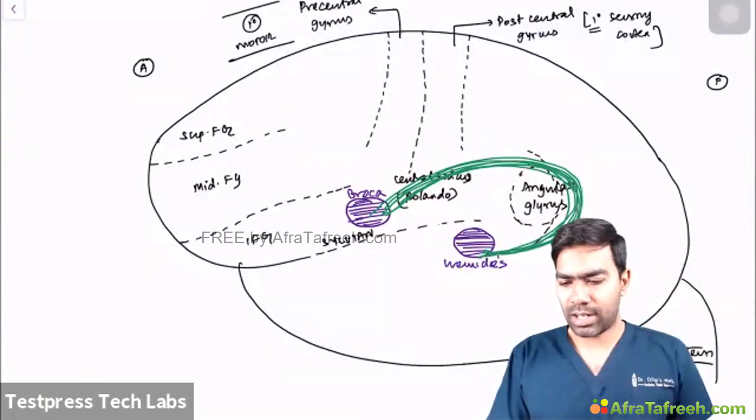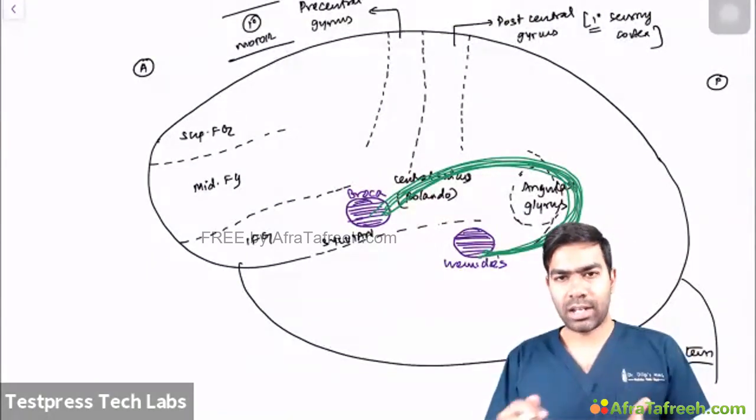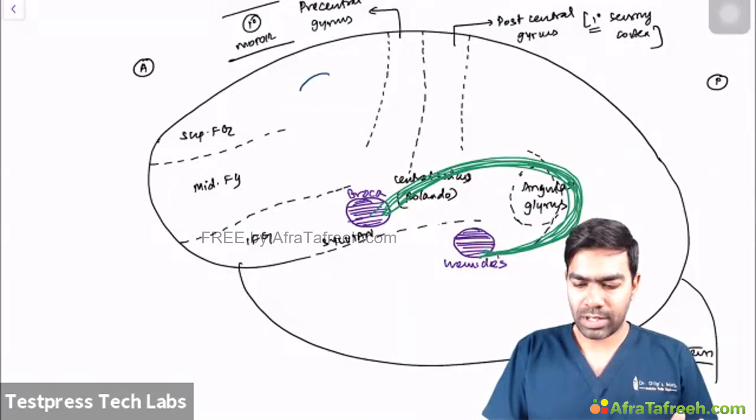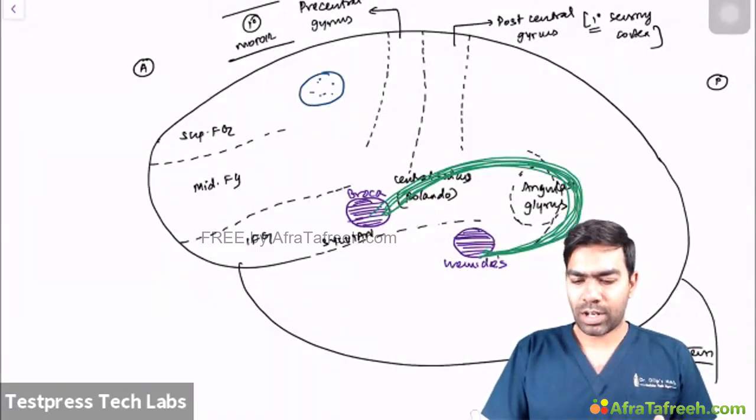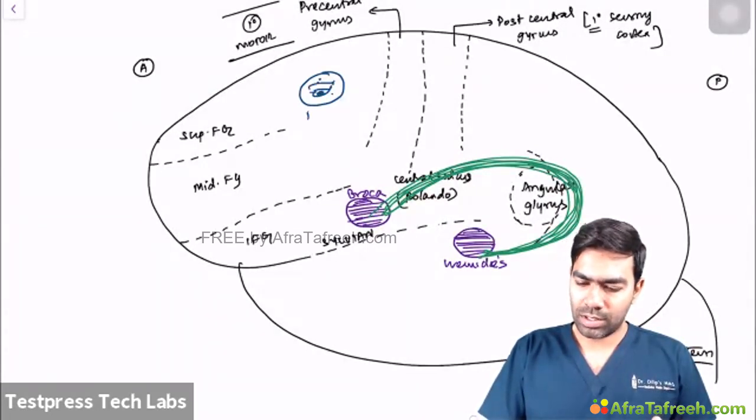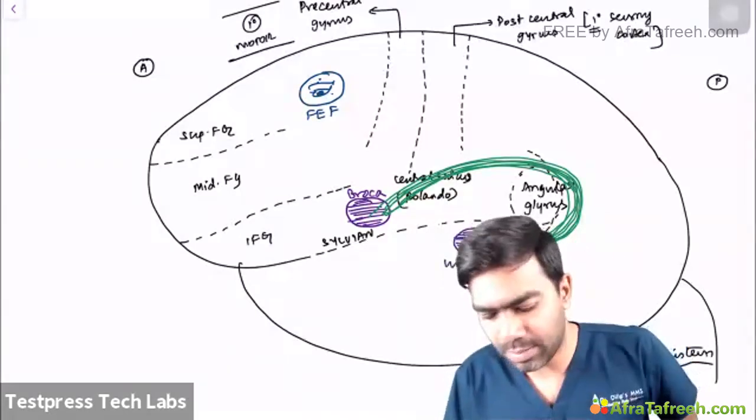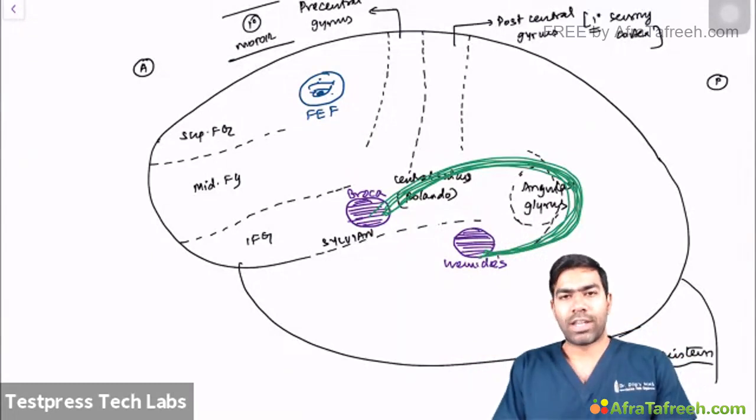And you have other areas. For example, you have an area on the top, near the precentral gyrus, called the frontal eye field. So I can draw something like an eye. This is going to be the frontal eye field. I'll tell you the importance of the frontal eye field in some time. So that will be the frontal eye field.